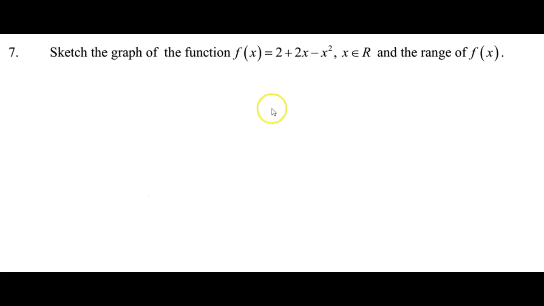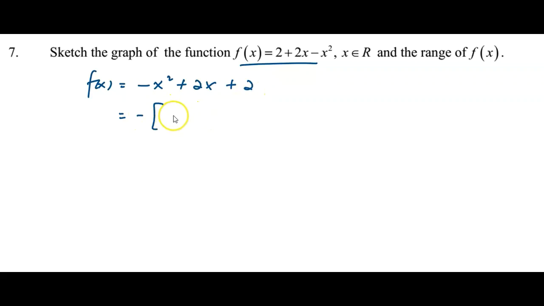For this example, I'm going to sketch the graph of this function. It is a quadratic graph. Firstly, to sketch the graph, I would like to do completing the square so that I can determine its maximum or minimum point. Firstly, I factor out the negative 1. I got my x squared minus 2x minus 2.